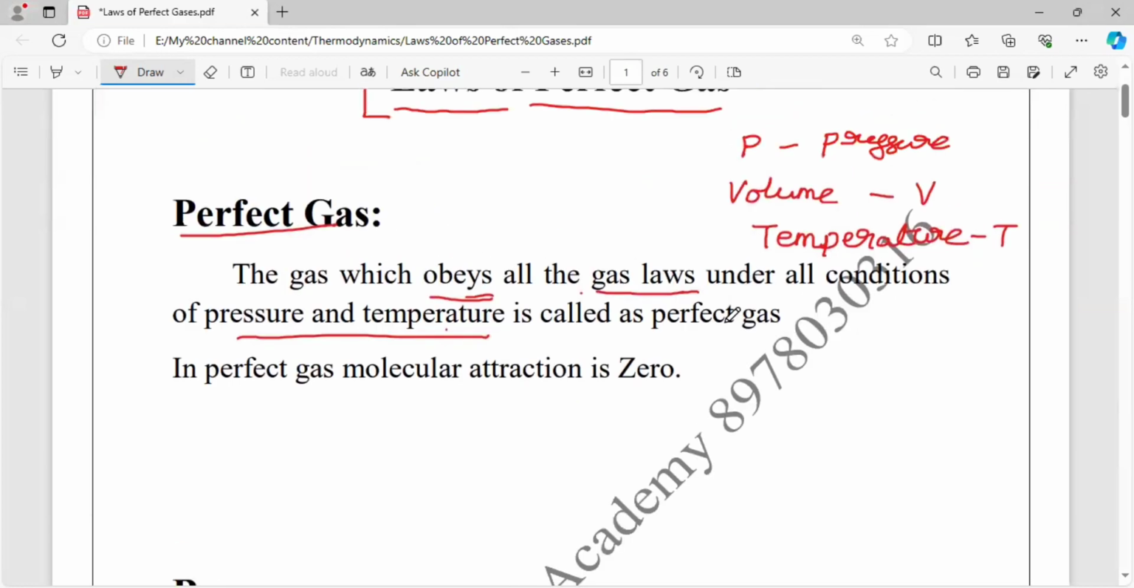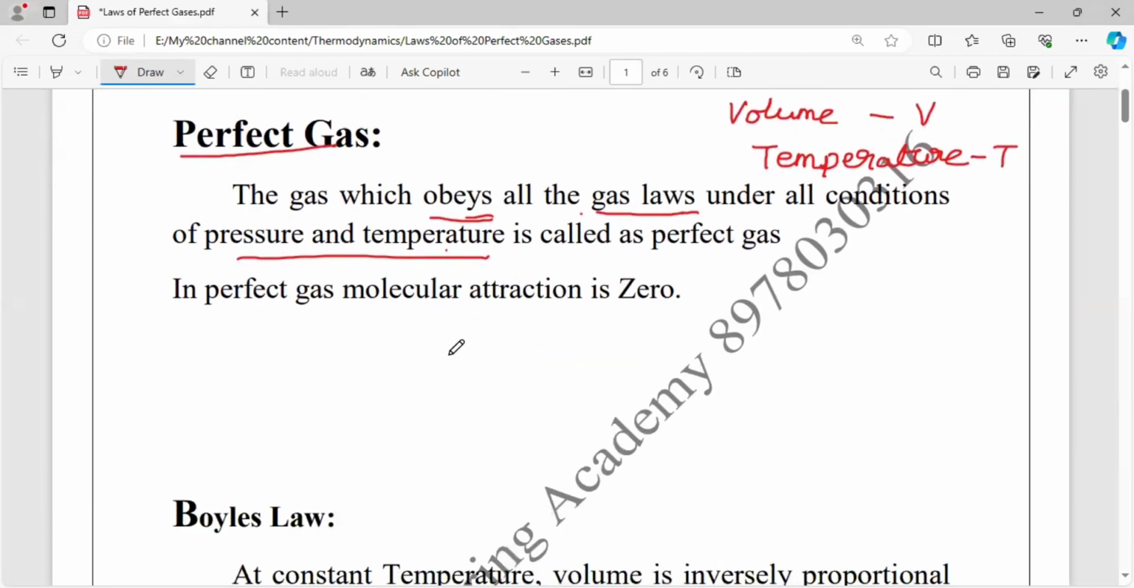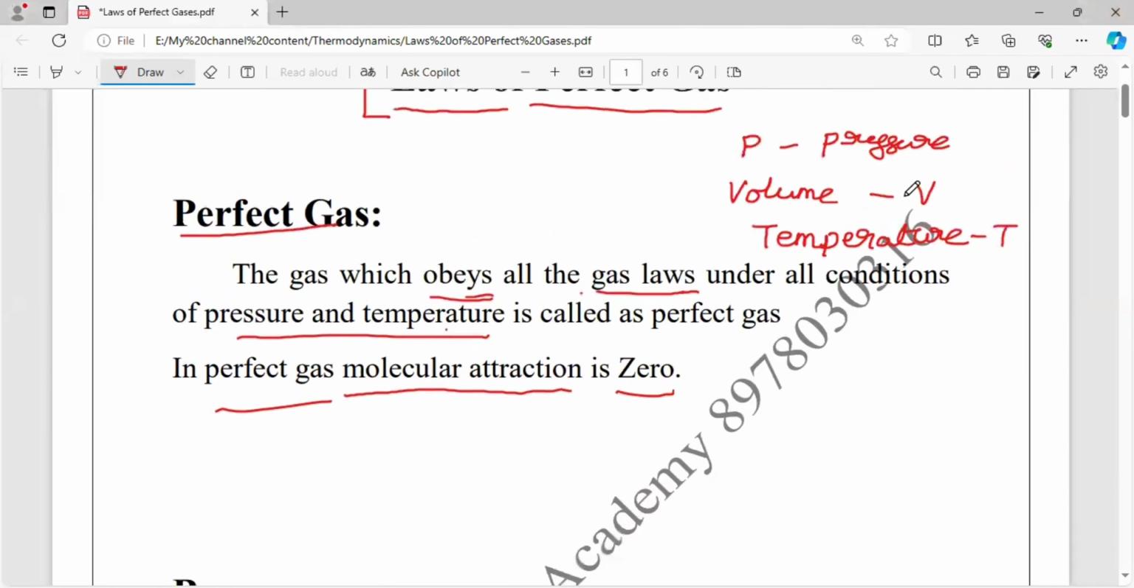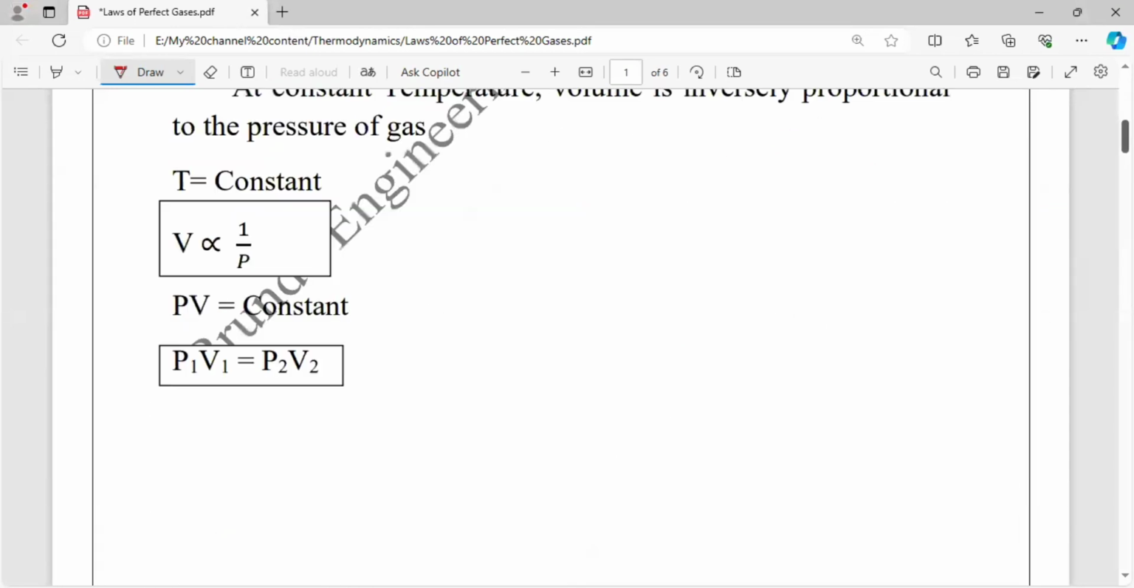And one more concept is that in a perfect gas, molecular attraction between the atoms will be zero. That means there is no attraction between the molecules in the gas. That is the perfect gas. So now the first law is Boyle's law.